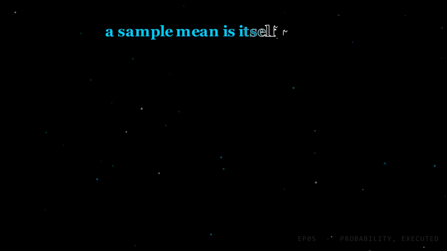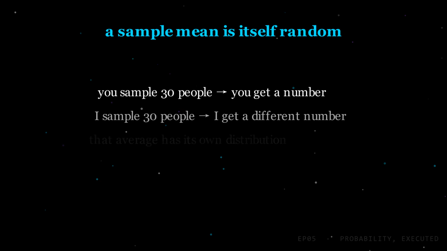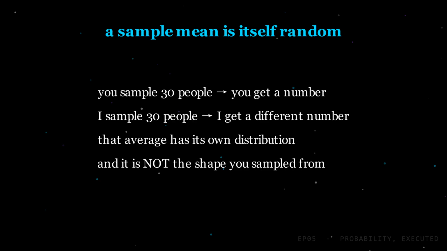Here's the thing to hold on to first. A sample mean is itself a random variable. That sounds like a technicality, but it's the entire idea. If I sample 30 people and average their heights, I get a number. If you do it, you get a different number. That average has its own distribution, its own spread, its own shape, and that shape is not the same as the shape of the thing you sampled.